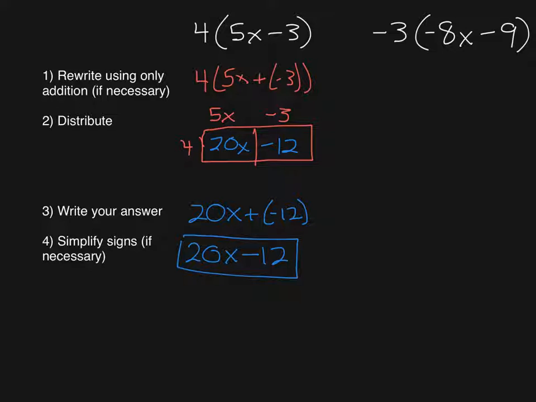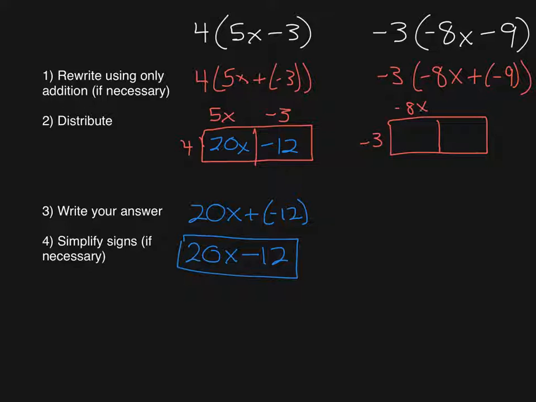We got negative 3 times negative 8x minus 9. We're going to do the same thing because we have a subtraction that says minus 9. So I want to write that to make sure that we're only using addition for operations. So then that's going to be plus negative 9. Okay? So now I can draw my rectangles. My width for both of these now is going to be negative 3, so we have a negative width here. Negative 8x and negative 9 are my two rectangles up here, all negative numbers.